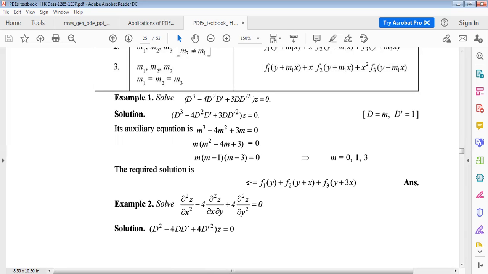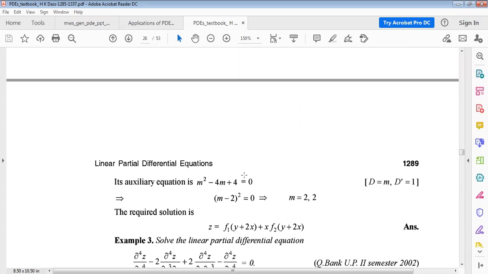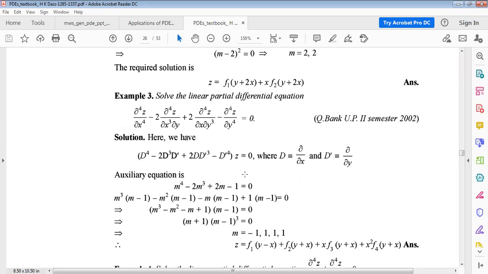Then the required solution can be written in partial form: z equals f1(y) plus f2(y plus x) plus f3(y plus 3x). This will be the required solution. Similarly, you can solve this. Suppose example 3. This is a fourth order linear partial differential equation, and this is also homogeneous, with the same order in every term.